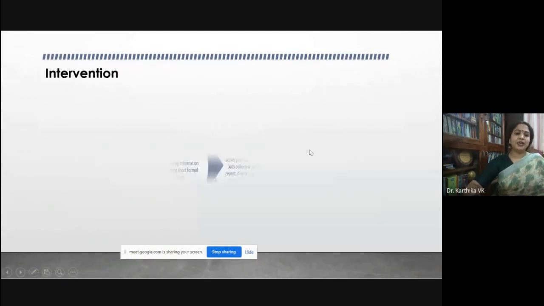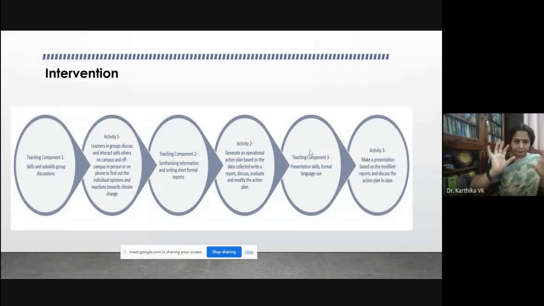Yes. So now the intervention stage. So I planned it properly. There is a teaching component where I taught them skills and sub skills of group discussion. Then there was activity 1, where learners in groups had discussions within the classroom and discussions with their peers outside the classroom, and over the telephone they could talk to anybody. So there were no barriers.